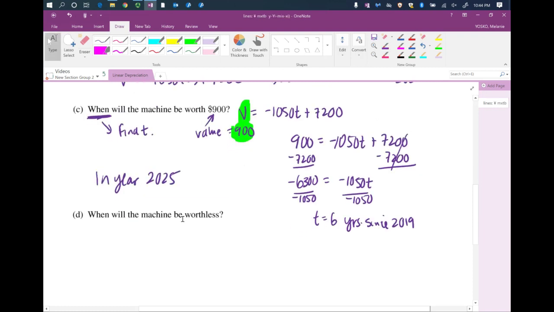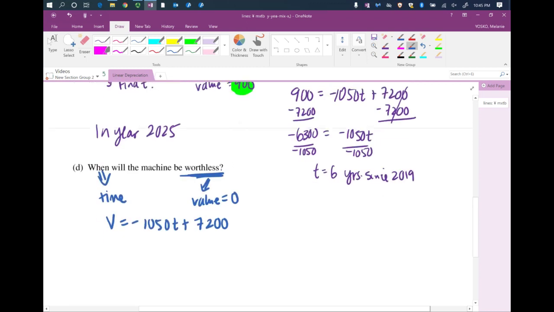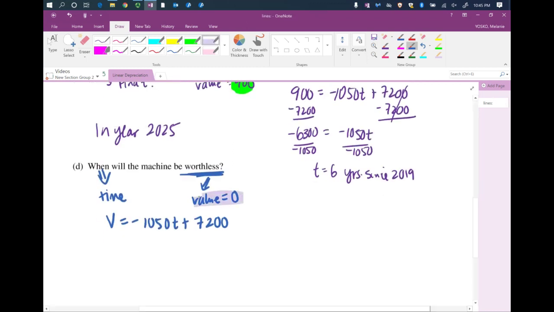Okay, one more question. When will the machine be worthless? So again, when, we're asking for when, which means we are looking for time. And worthless means what about the value? It's worthless. It has no worth, right? So the value is 0. So we know v was negative 1050t plus 7,200, right? But we now want the value to be 0. Value is 0. Plug in 0 in here and we're going to solve.